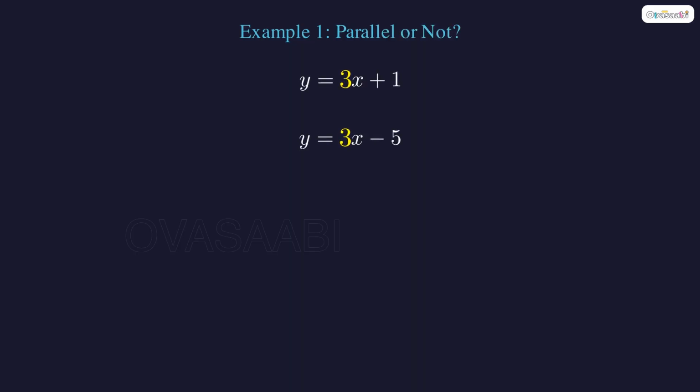Example 1. Are y equals 3x plus 1 and y equals 3x minus 5 parallel, perpendicular, or neither? Both have gradient 3. Equal gradients means they are parallel.